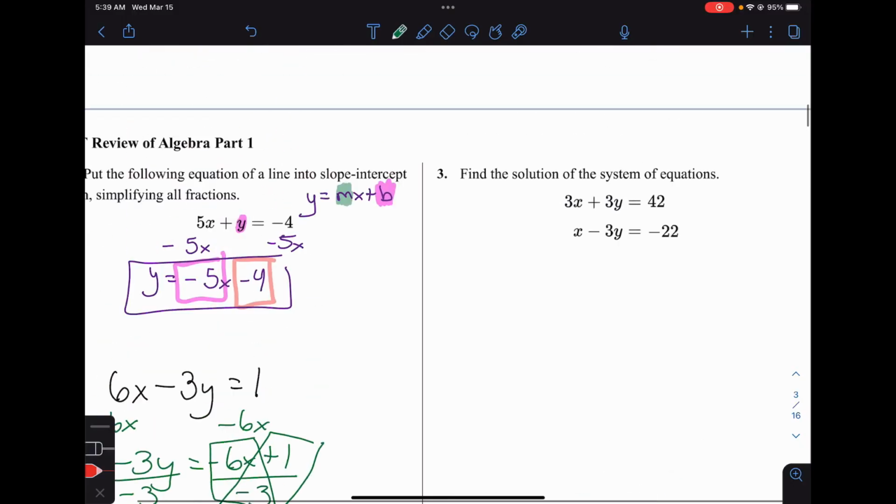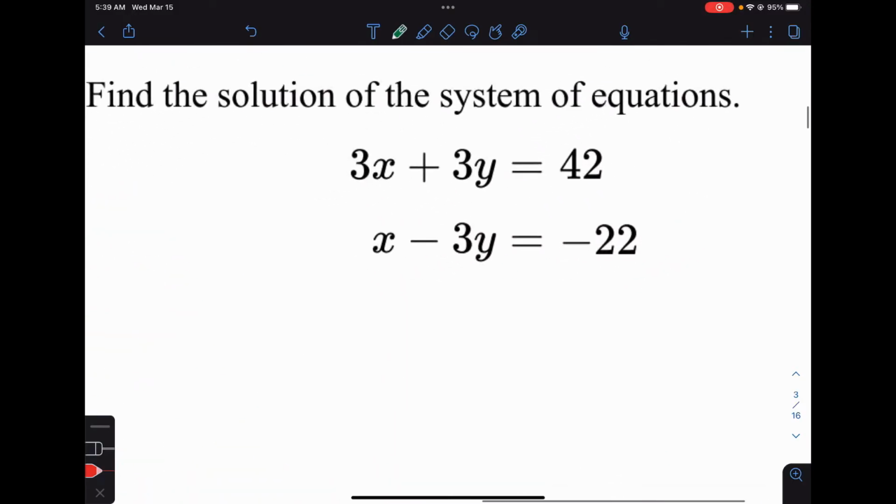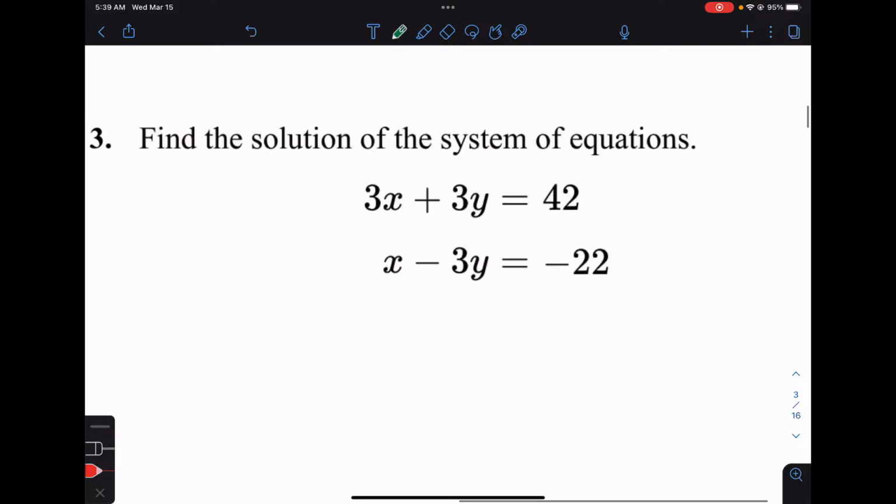All right. So the next thing we're going to go over is solving systems of equations. This is a super common topic on the SAT. So you want to make sure that you know how to solve systems of equations.